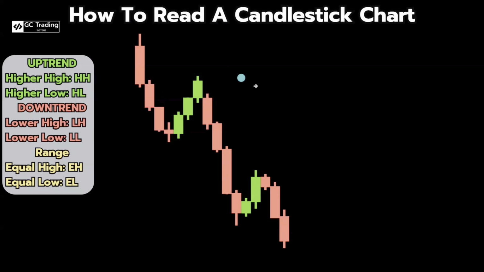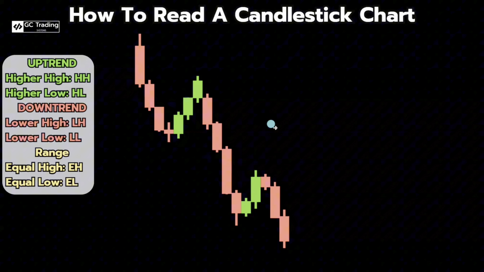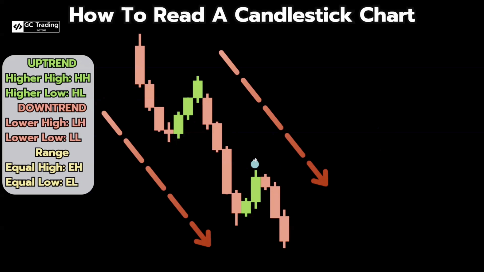All right, so now let's look at this set of candles. So what is the overall direction of these candles? Which way are we going overall? Well, it's pretty obvious, right? We are going down. So this is a downtrend, okay?